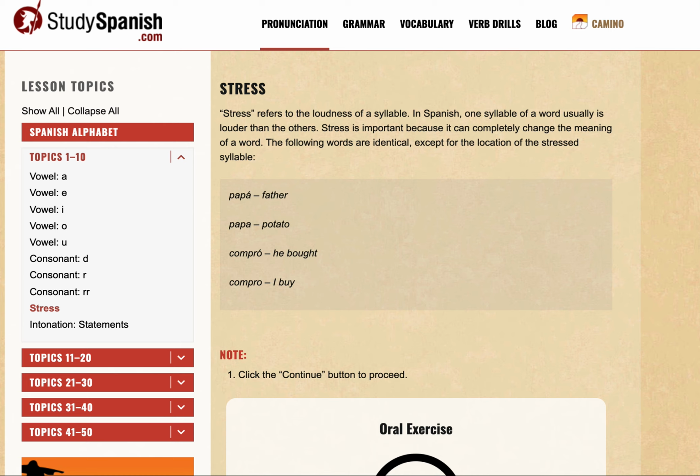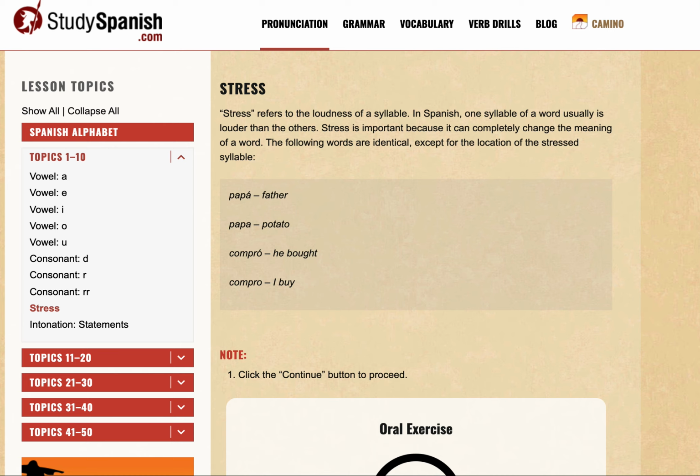Alright, so the first word looks like there is an emphasis on the letter A. So I think it should be papá. Papá, it means father. The second one appears to be equal, in the sense that there is no emphasis on any particular letter in the word. So it's papa, which means potato.